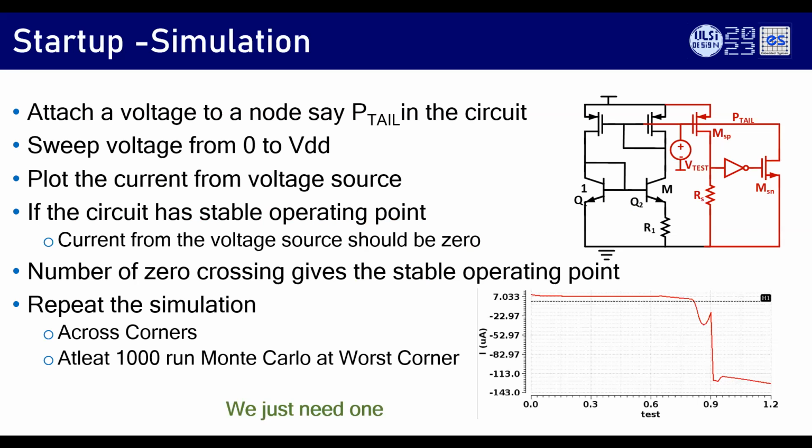What is that? Yeah. No, it's a DC. It's DC. DC sweep. Just give a DC sweep and look at the zero crossings.